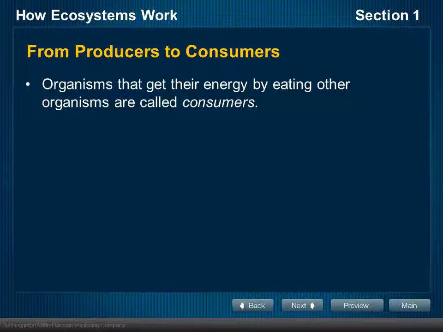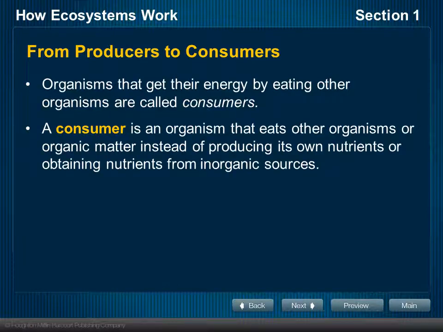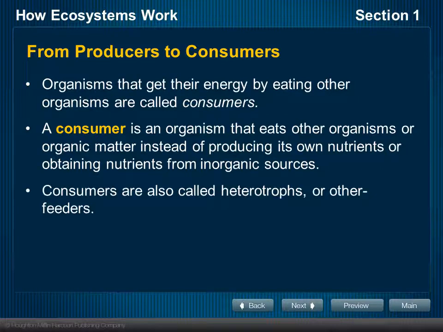Now, within an ecosystem, we also have organisms that get their energy by eating other organisms, and those are simply called consumers. They're not making their own food. By definition, this is an organism that eats other organisms or organic matter instead of producing its own nutrients or obtaining nutrients from inorganic sources. So there is a very distinct line of demarcation between what a producer is and what the consumers are. We call the consumers heterotrophs. So plants, producers, autotrophs, self-feeders. Everything else, consumers, heterotrophs, other feeders.